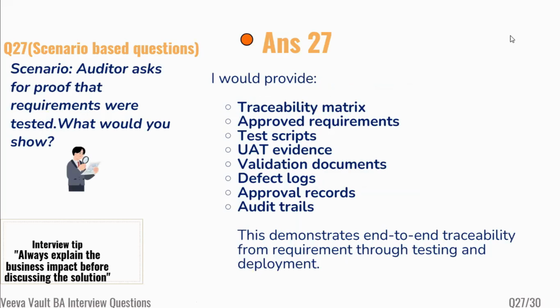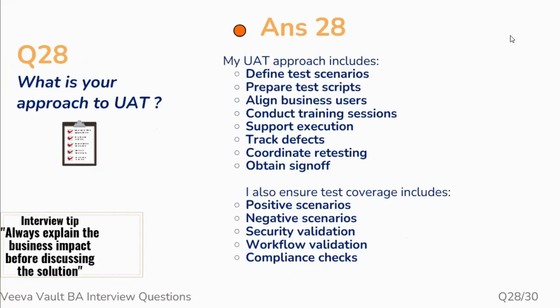So basically question number 27 talks about the traceability matrix, approved requirements, test scripts, UAT evidence, validation documents, defect log, approval record, audit trail. So definitely you have all the deliverables handy. If the auditor asks for proof of the requirements, then you can showcase these deliverables that are already there, and that demonstrates end-to-end traceability from the requirement through testing and deployment. So this is your go-to deliverable, I would say, if you face this kind of scenario-based question or situation.